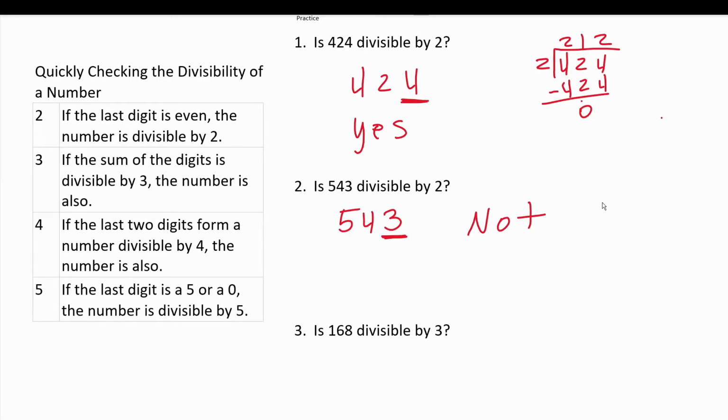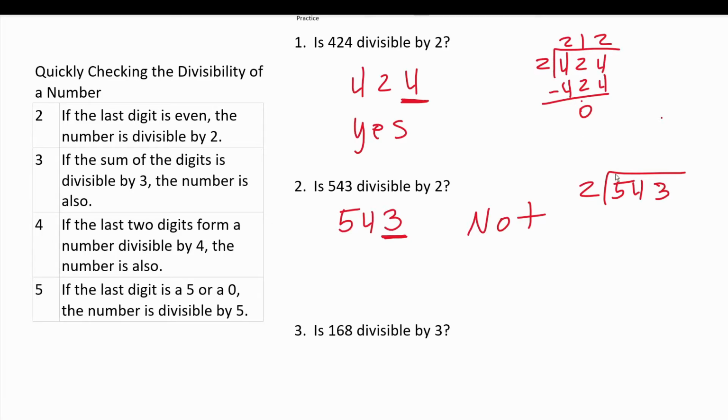And if you wanted to, you could work this out via long division. 543 divided by 2. And again, the goal is to get away from doing this long division. You want to use these rules to quickly say, yes, divisible by 2, no, not divisible by 2. Because again, if you know if something's divisible by 2, 3, 4, or 5, it is not prime.